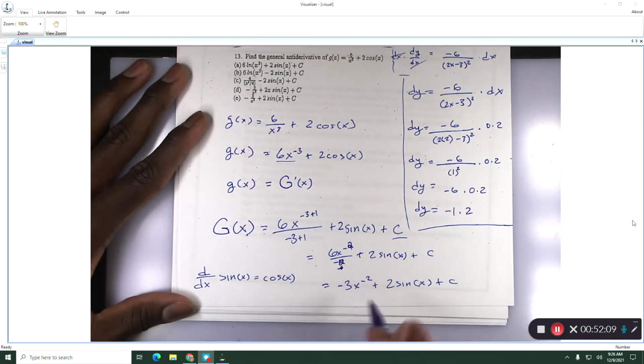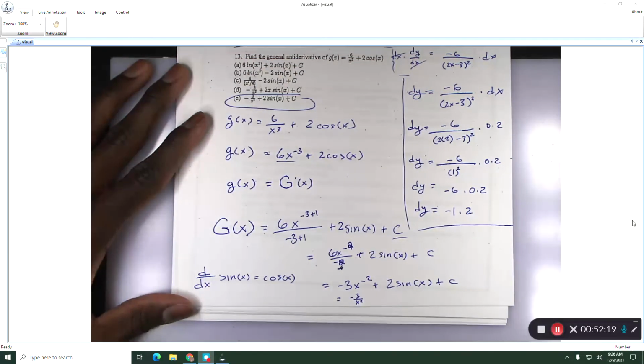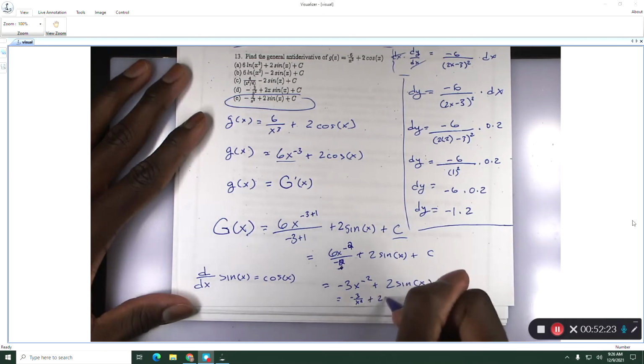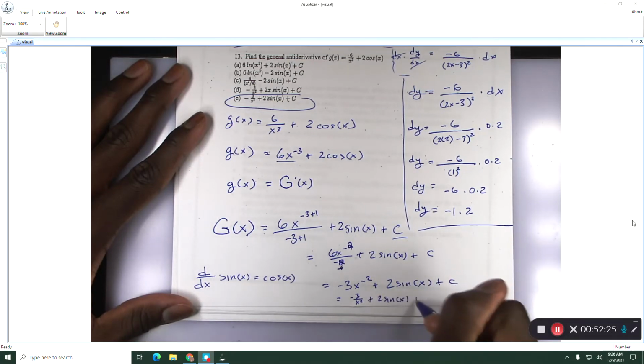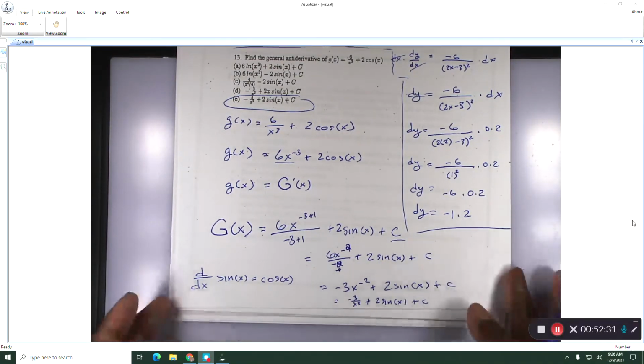And the answer choice that it most resembles is answer choice E. Okay, D and E look very similar, but don't get confused by that X in front of the sine. There should not be an X in front of that sine.